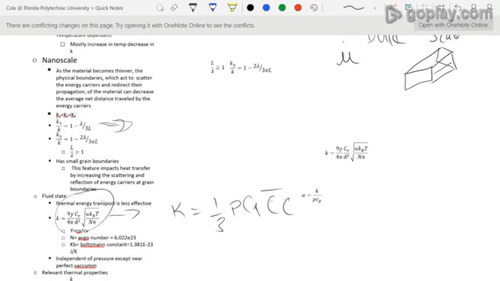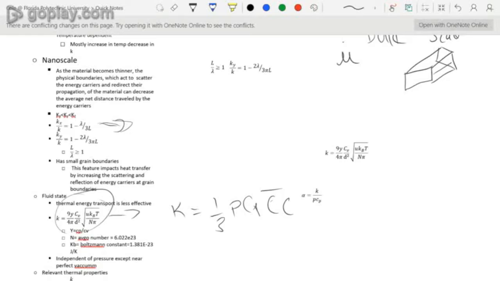And so the Y is going to be essentially the same formula, except it's going to be 2 lambda divided by 3 pi L. And so these two equations only hold true if the ratio of the length to the energy carrier mean free path, or electron mean free path, is greater than 1. And so the small grain boundaries act as the actual physical barriers that lower the energy carrier mean free path, or the electron carrier mean free path. And so that's what lowers the thermal conductivity in the nanomaterial.